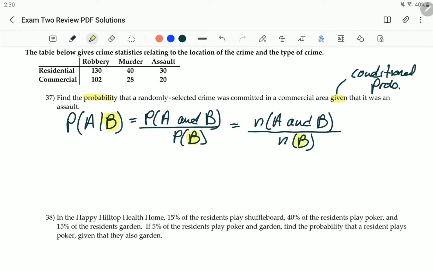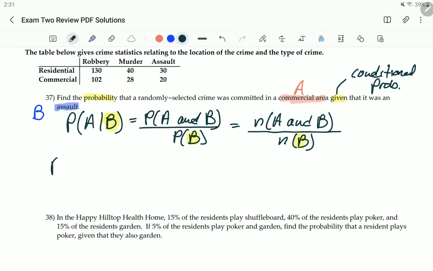In this case, it says find the probability that a randomly selected crime was committed in a commercial area given that it was an assault. So let's label A given B. Commercial area, which is right here, that's going to be event A. Given that the crime was an assault. Let's highlight assault and let's call that event B. Now let's plug that into our formula.